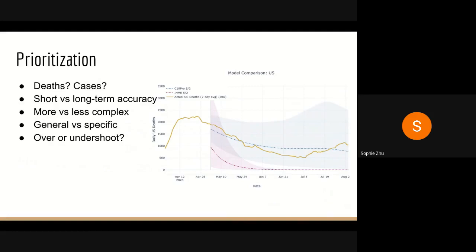Sometimes we do have to think about prioritization. So that will involve looking at whether we want to prioritize knowing the number of expected deaths or maybe the number of expected cases. We might want to care more about short-term versus long-term accuracy. If you're a government, maybe you want something that will tell you projected cases in a year, whereas if you're a local health department, maybe you just want to know what's going to happen in the next month.